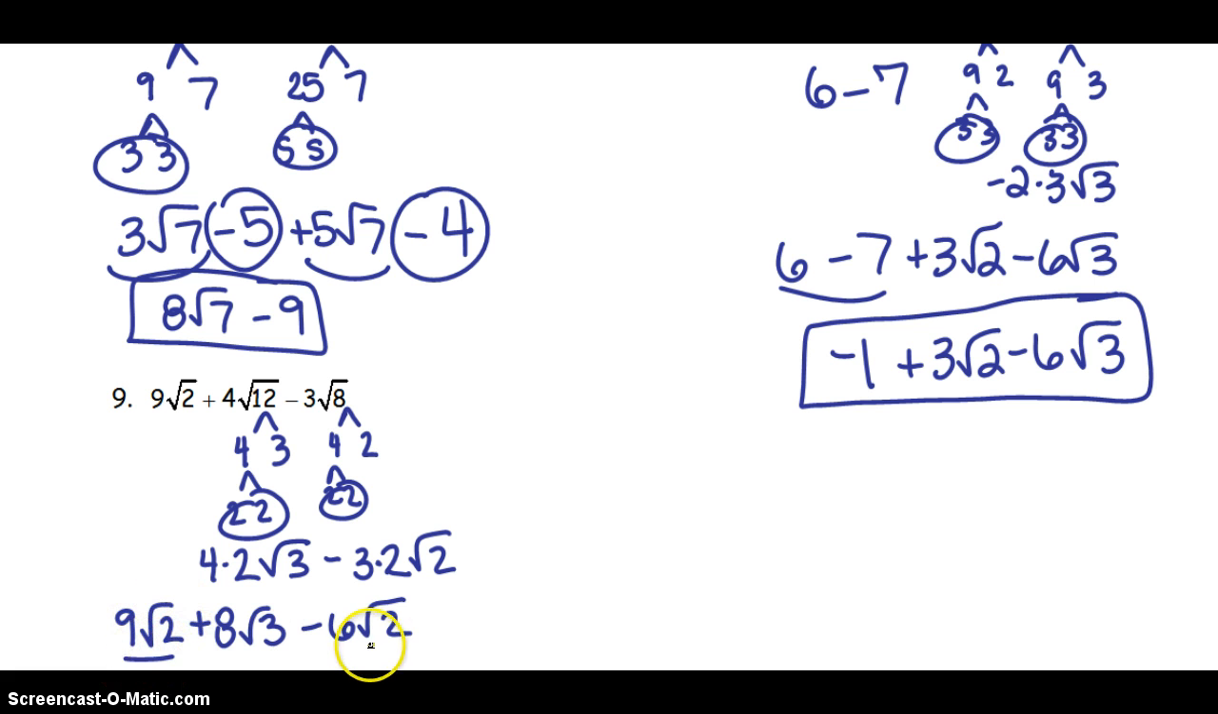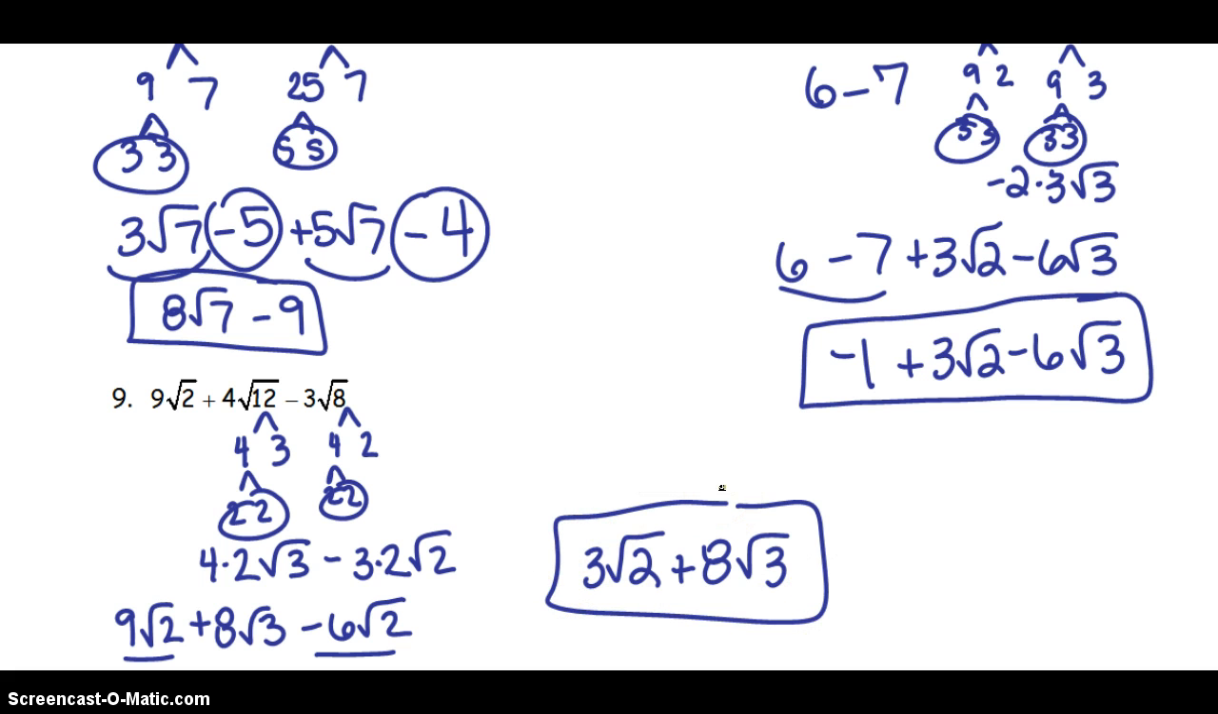Only thing that can be combined is 9 root 2 minus 6 root 2, which is 3 root 2. And then we have 8 root 3 here. And that's our answer. So that's just the basics of adding and subtracting square roots.